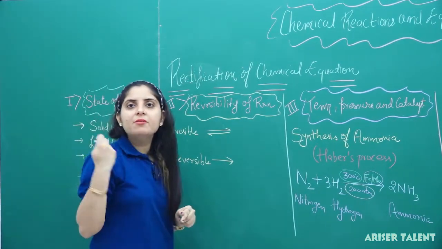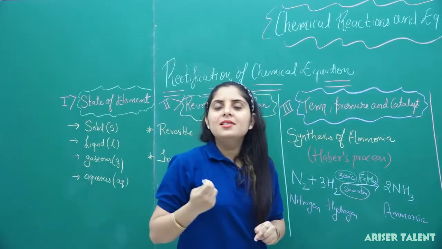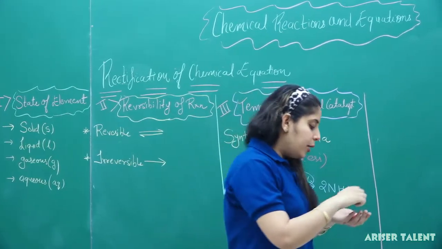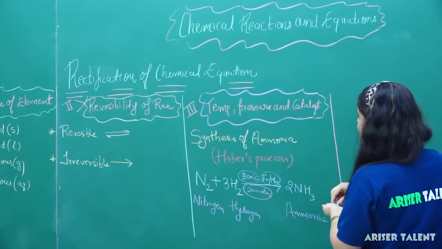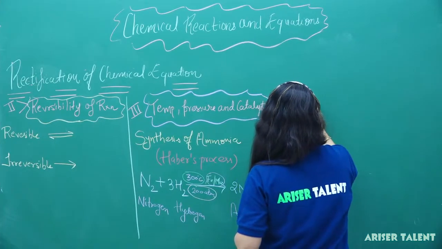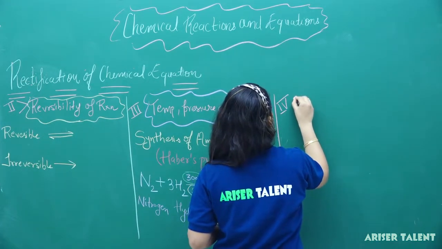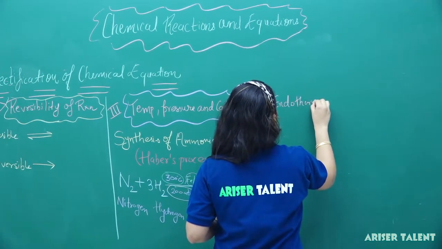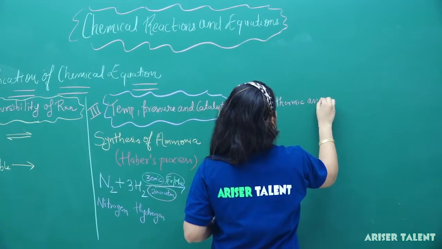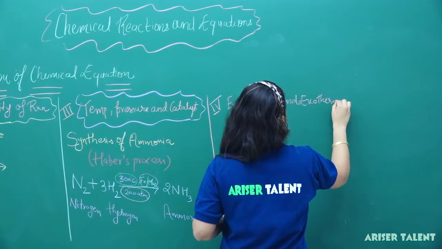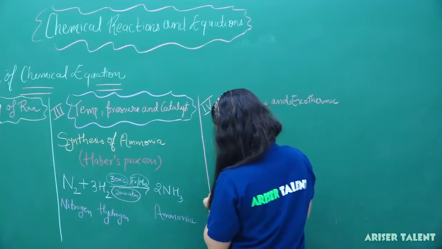Now we are proceeding with our fourth drawback, that is to determine whether the reaction is exothermic or endothermic. So our fourth topic is to determine whether the reaction is endothermic or exothermic.